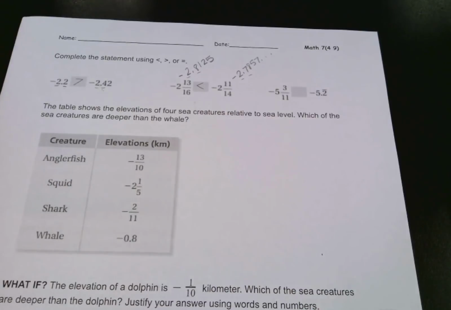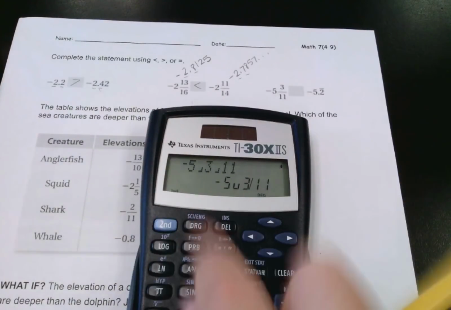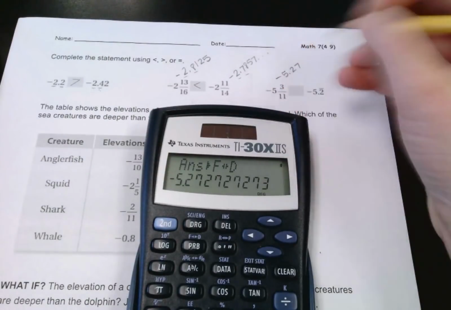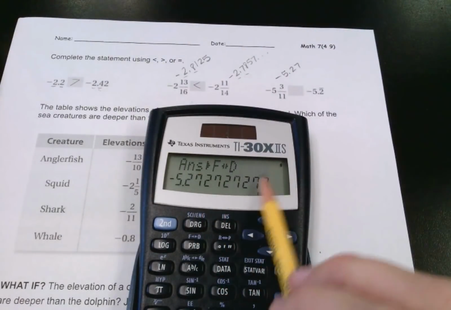All right, let's look at the next one. Next one is -5 and 3/11. So I'm not quite sure what that is, so I'm going to type that in my calculator, -5, ABC 3, ABC 11, hit my second PRB, and I get -5.27. Oh, and it looks like it's repeating 272727, but there's a 3 here.